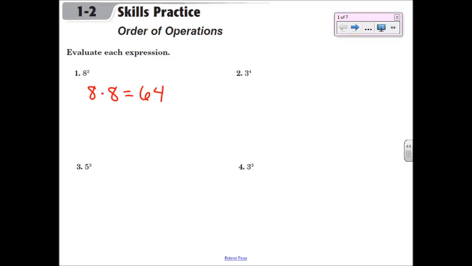The next one is 3 to the 4th. The 4th means that the 3 gets multiplied by itself 4 times. So it's 3 times 3 times 3 times 3. 3 times 3 is 9, times 3 is 27, times 3 is 81.